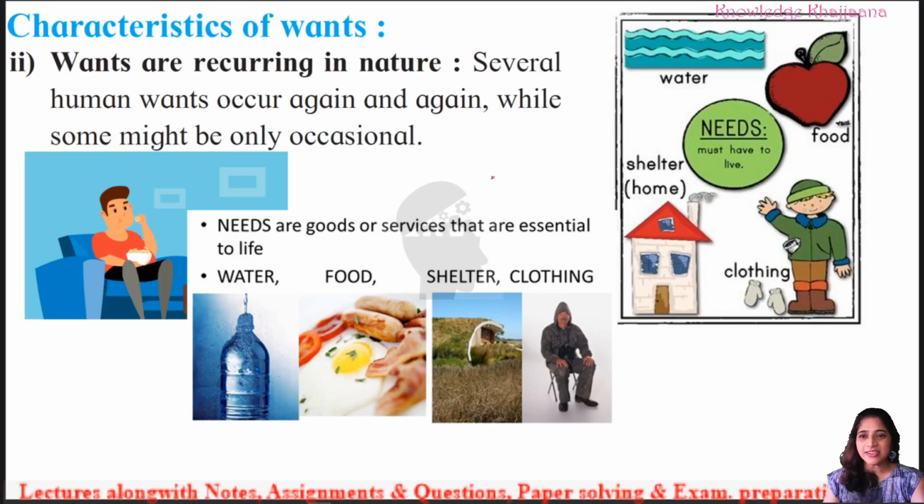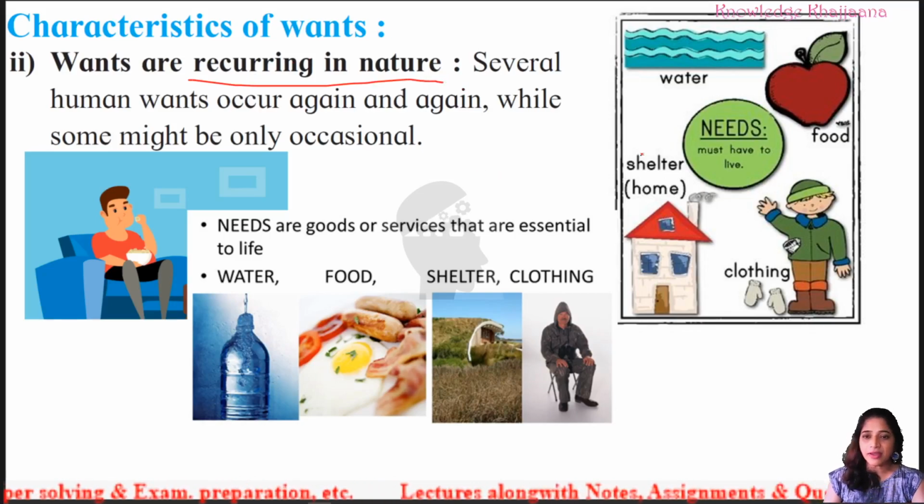The second characteristic of want is that wants are recurring in nature. What do you mean by recurring? Some wants occur again and again. That is called recurring in nature. Recurring means occurring again and again.